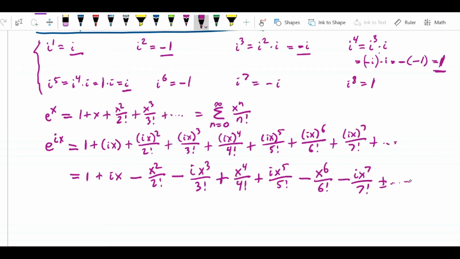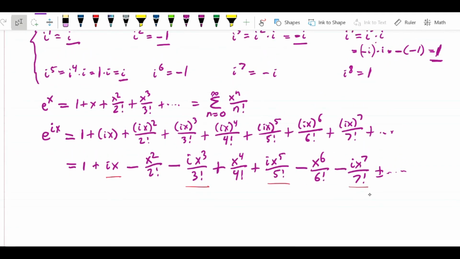So what I want to do is separate out the terms that are real, in other words, the ones that don't have an i in front of them, and the ones that do. I'm just going to underline the ones that have an i in front of them so we can do this easily. And now I'm going to separate them out. So this comes out to 1 minus x squared over 2 factorial plus x to the fourth over 4 factorial minus x to the sixth over 6 factorial.